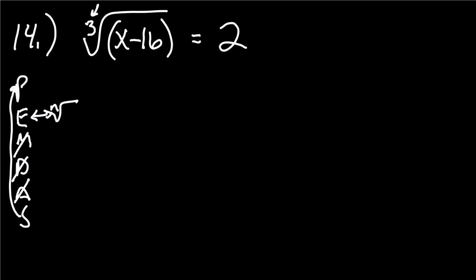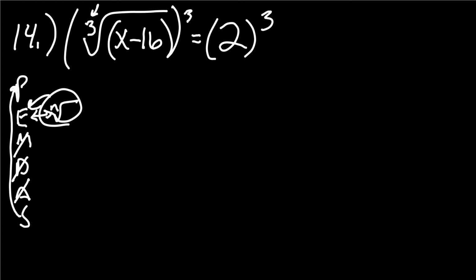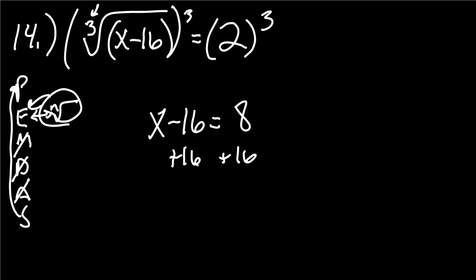And technically there's a little check mark, so I have to get rid of that first using the exponent. So the first thing I do is I cube both sides. I end up with x minus 16 equals 8. I add 16 to both sides, because now I can undo the subtraction because the radical is gone. I get x is equal to 24.